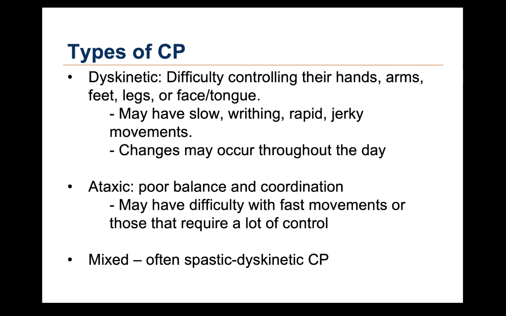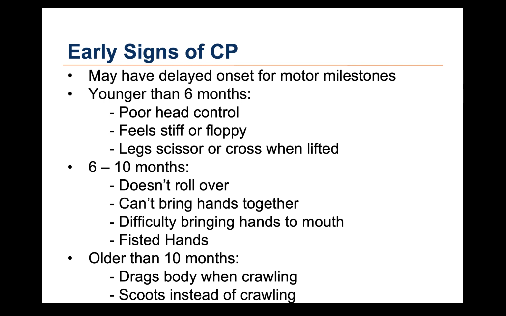Infants with CP may be identified because they are delayed in their ability to do different major motor skills, such as sitting independently, crawling, standing, and walking. There are different early signs based on the typical time frame for acquiring these motor skills.